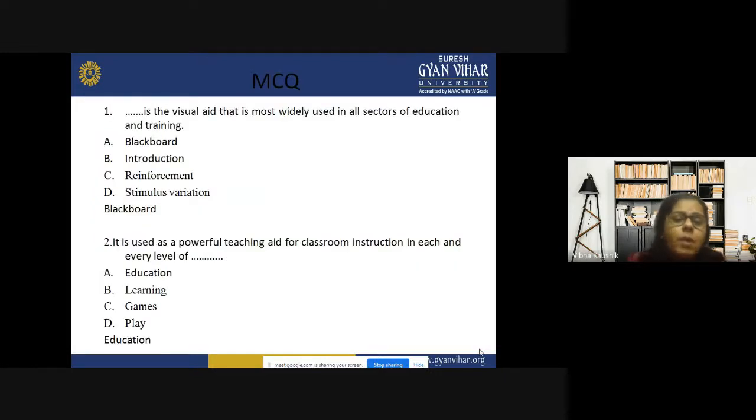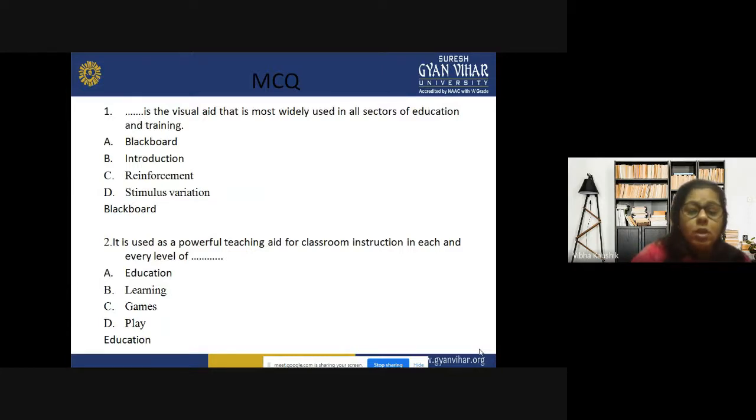Now let us discuss some MCQs, as MCQs are the best way to judge how much you have learned a particular concept. Dash is a visual aid that is most likely used in all sectors of education. Now, that is an important thing that has been used widely in all sectors of education. A. Blackboard, B. Introduction, C. Reinforcement, or D. Stimulus variation. Now, what will be the correct answer? The correct answer will be option A, that is Blackboard.